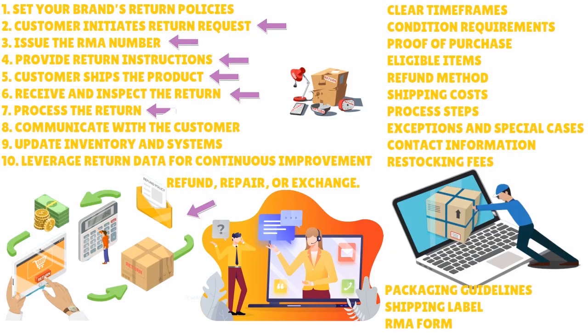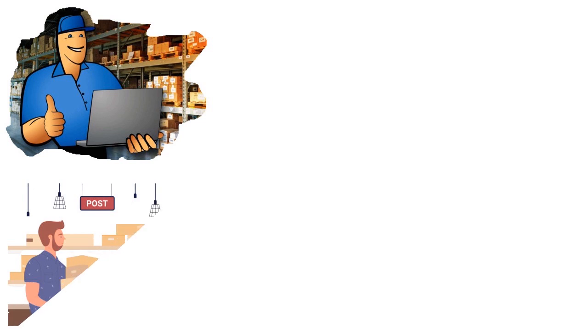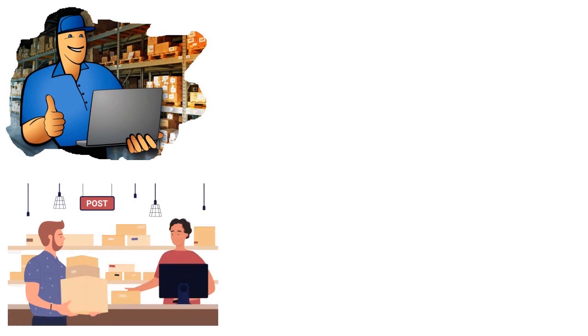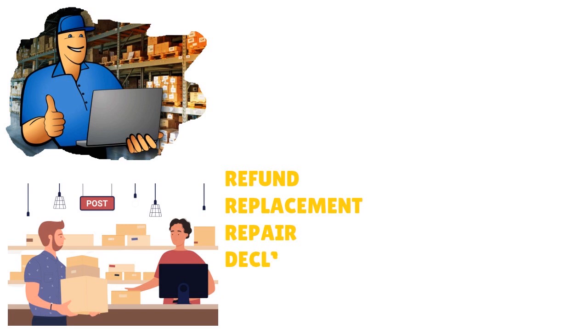Next, you want to process the return. So post inspection, decide the appropriate course of action. This could be a refund. This could be a replacement. This could be a repair. This could be a declined transaction.